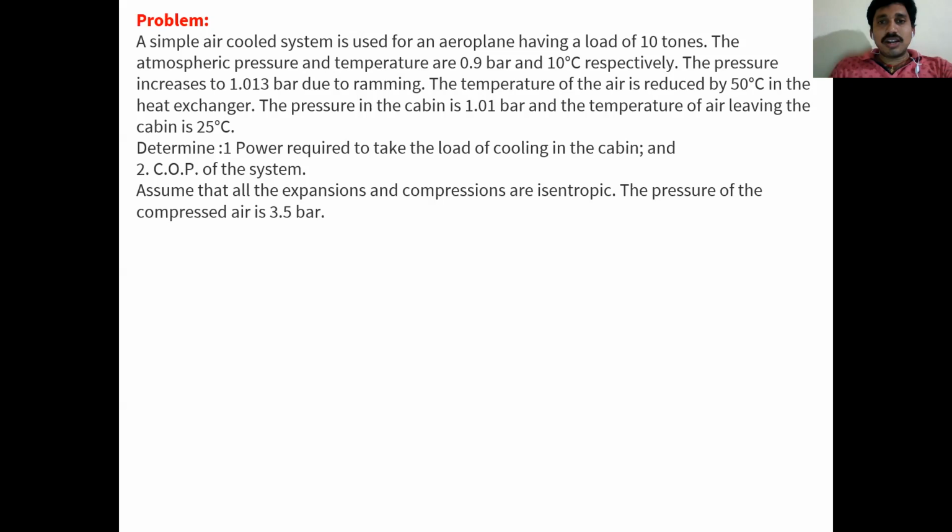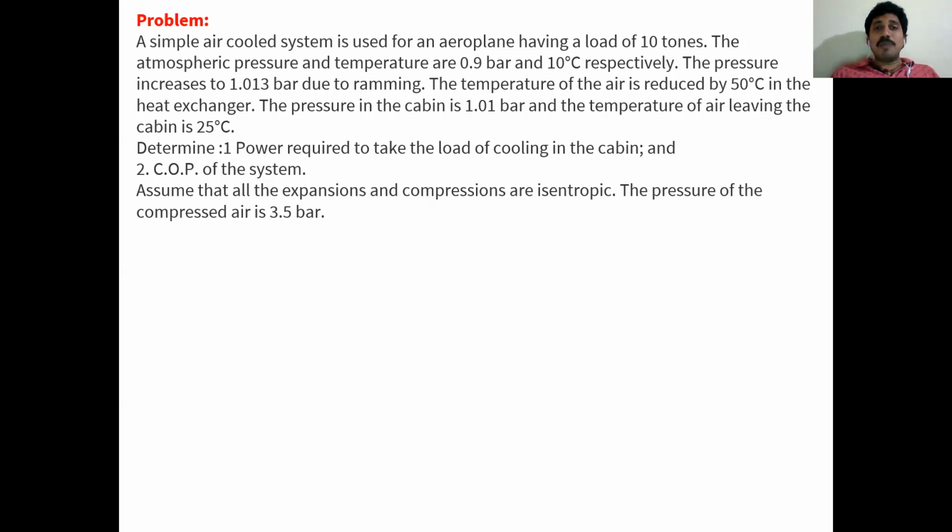The temperature of the air is reduced by 50 degrees Celsius in the heat exchanger. After the ramming process, air enters the compressor, where pressurization takes place once again. Then that air moves to the cooler or heat exchanger, and in that cooler the temperature of air decreases. Heat exchanger is nothing but a cooler. So after the cooler, we see a 50 degrees reduction here.